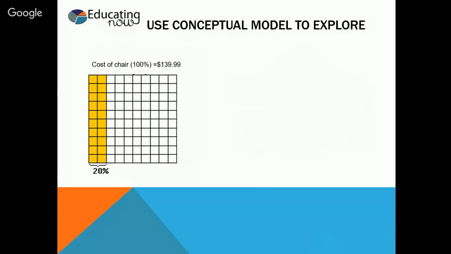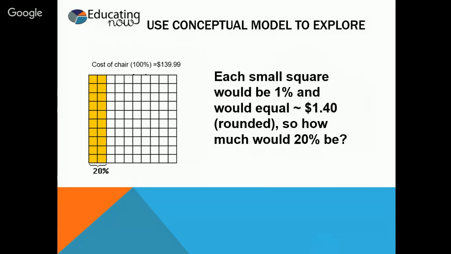So we looked at a visual model. If we look at this entire square as the one whole, 100% of the cost of the chair, which is $139.99, I rounded it to 140 to make it easier. Then we could look at, well, what does one little square represent? Well, that's our 1%. Can we use that to help us find 20%? And because students could see it visually, they realized very quickly that one square would be equal to about $1.40, and from there they could figure out 20%.